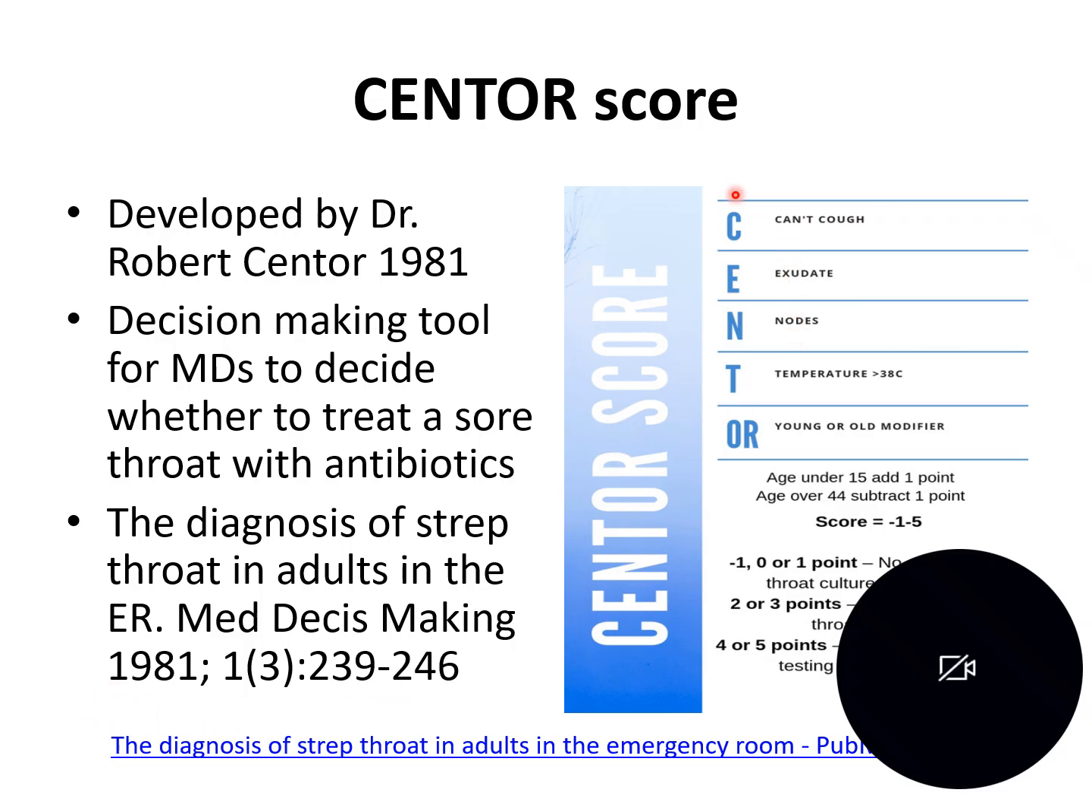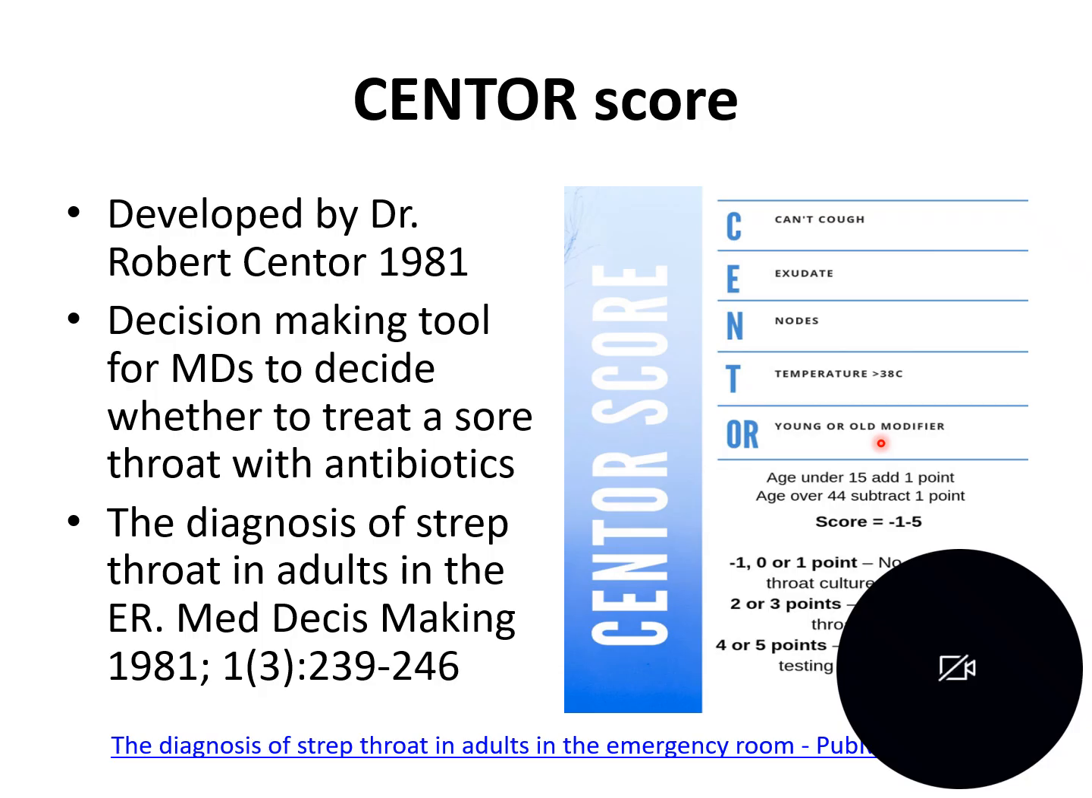And the Centor score is made up of the following. The word Centor, his name, is used as an acronym. C says can't cough. If you have a bacterial infection and your throat is so sore, your body doesn't want to cough because coughing would make the pain in the back of the throat worse. E is for exudate. N is for the jugulo-digastric lymph node being involved and swollen and tender. T is if the temperature is greater than 38 degrees centigrade, and OR is whether the patient is young or old.